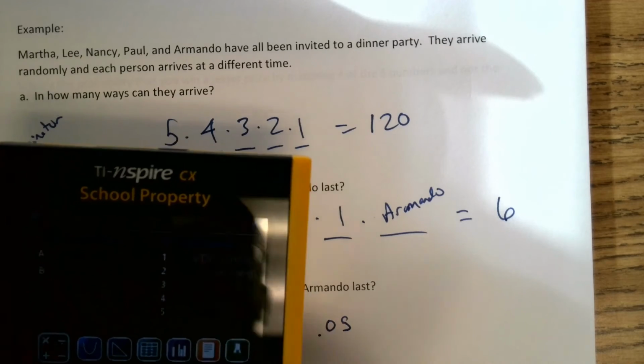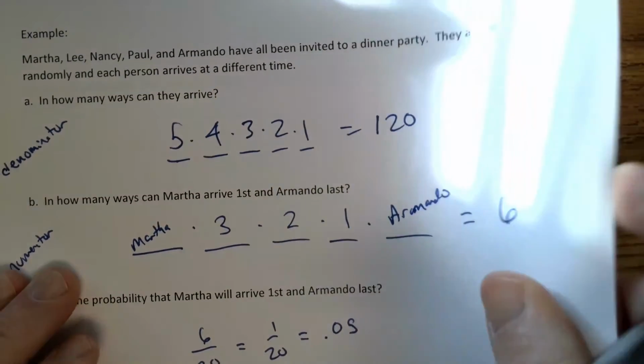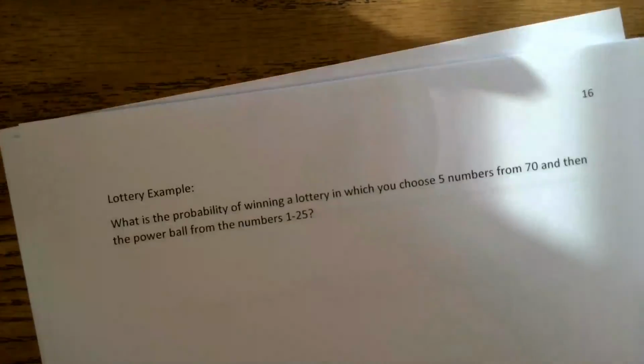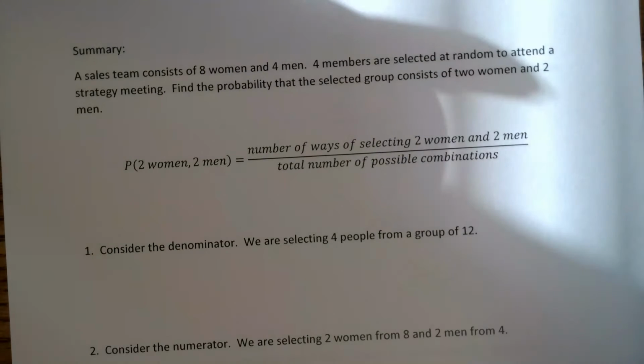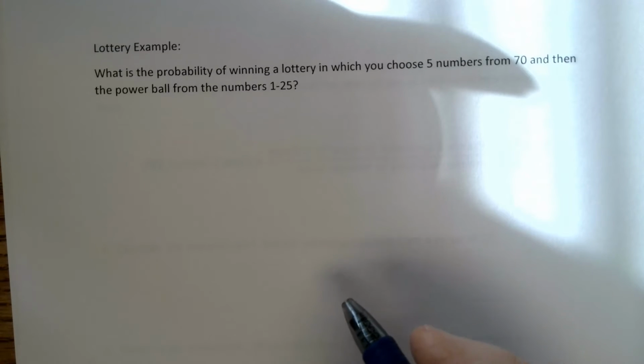Oh well. Okay. The answer is 1/20th or 0.05. There are a couple of lottery problems on your homework, and they are extremely fun to do. They're really hard, actually.